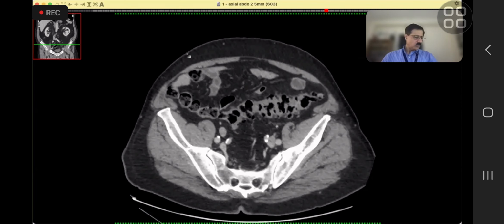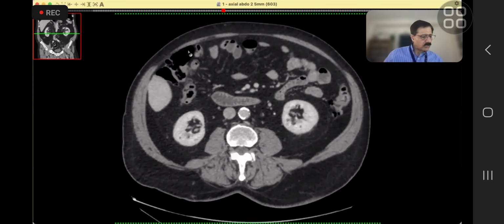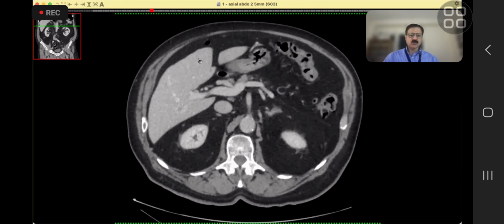Candidate 1, your last case. This is a 76-year-old acute abdomen male patient, A&E patient once again. Over to you.